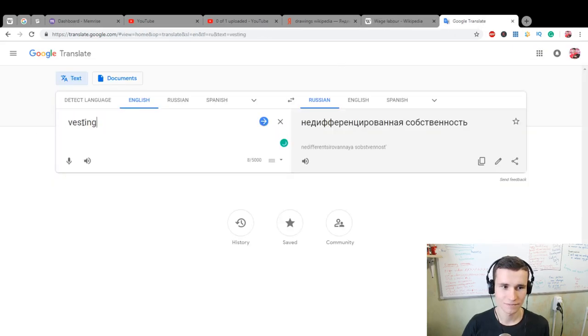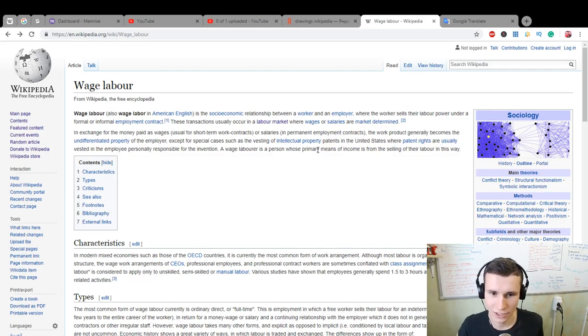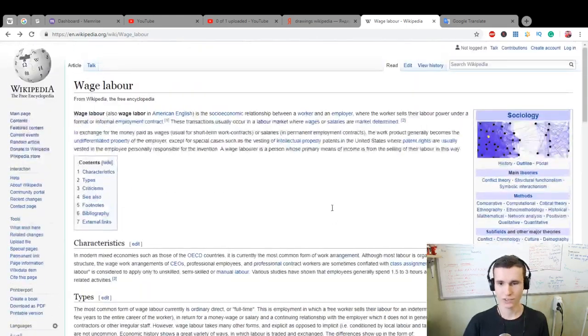Vesting. Of intellectual property, patents in the United States, where patents' rights are usually vested in the employees personally responsible for the invention. Okay, a wage laborer is a person whose primary means of income is from the selling of their labor in this way.